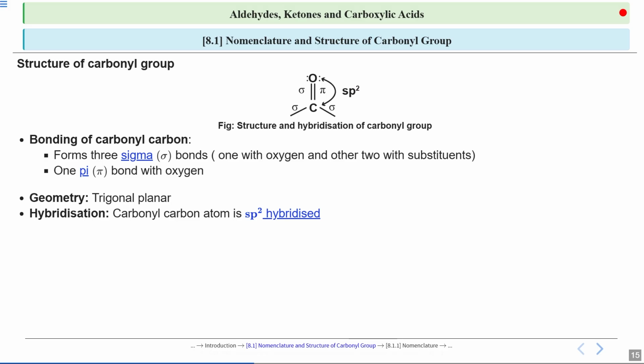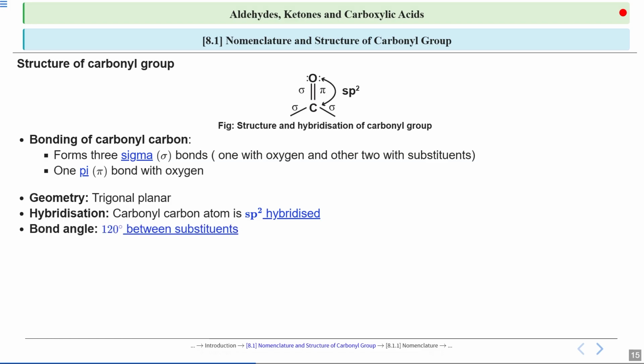Next, if we talk about the hybridization, the carbonyl carbon is sp2 hybridized. This means that the carbon atom uses 1 s orbital and 2 p orbitals to form the sigma bonds, creating a planar structure.